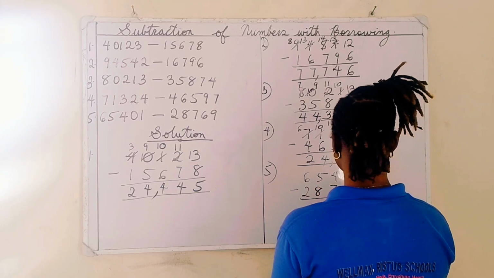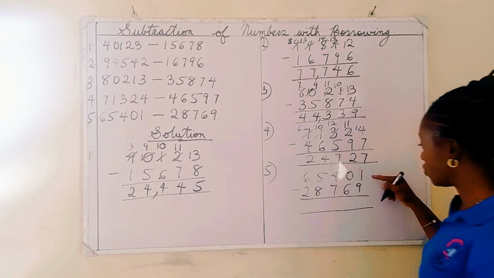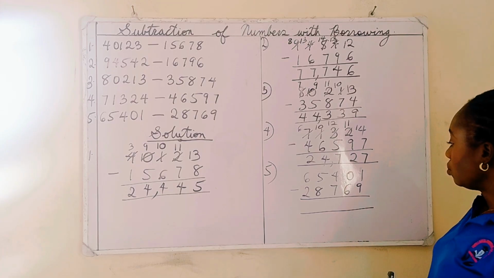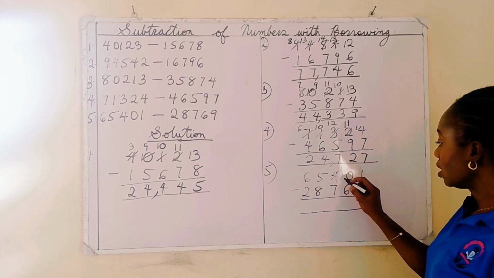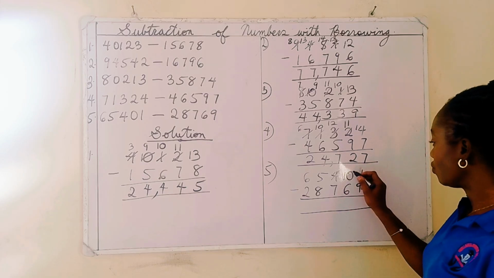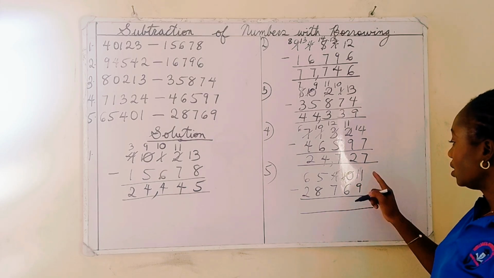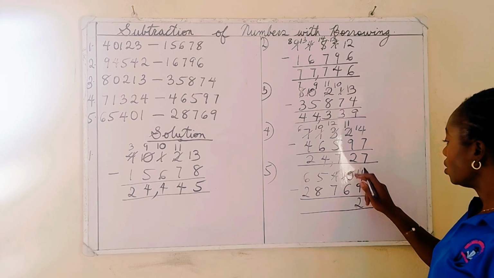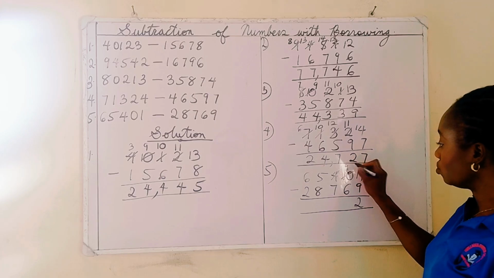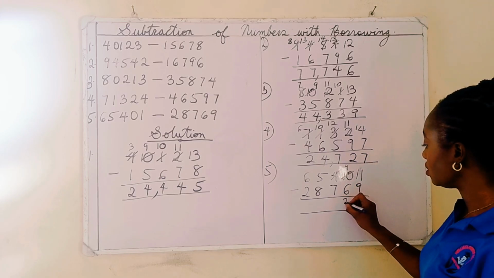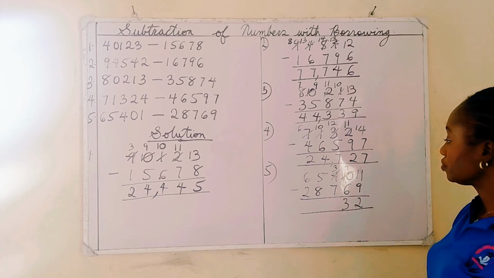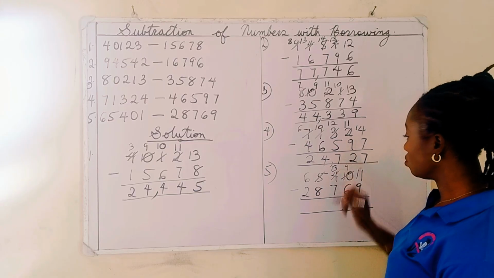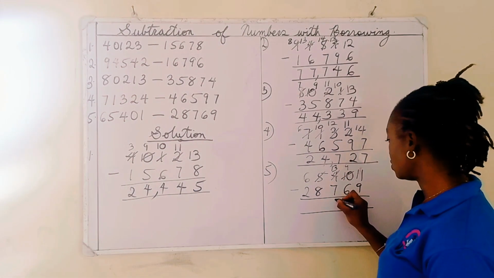28,769. Alright, so from here, it's impossible for 1 to take away 9. We borrow from the 100s place, add it to this to make it 10. We borrow from here again, add it to this to make it 11. Now 11 take away 9 gives us 2. We have 9 left here because we've already borrowed 1 from 10. Now 9 take away 6 is 3. We have 3 left here. 3 can't take away 7. So we're going to borrow 1 from 5 here, add it to 3 to make it 13. 13 take away 7 gives us 6.